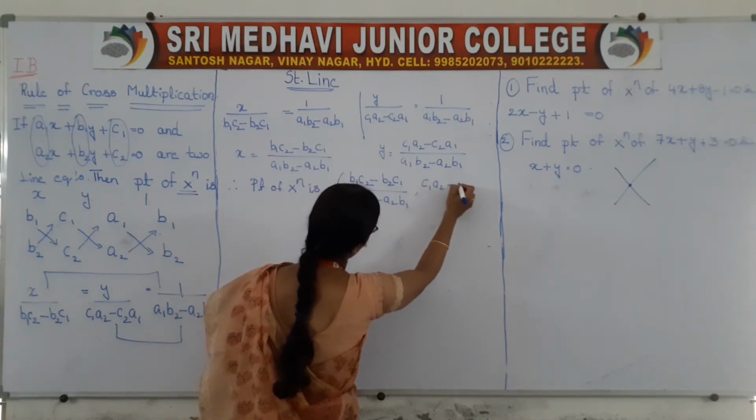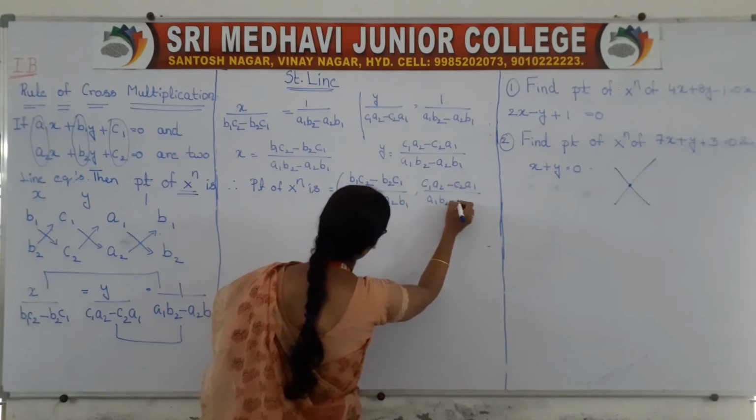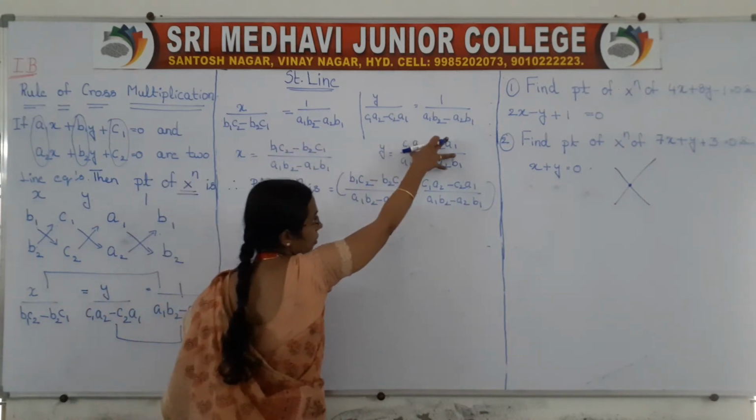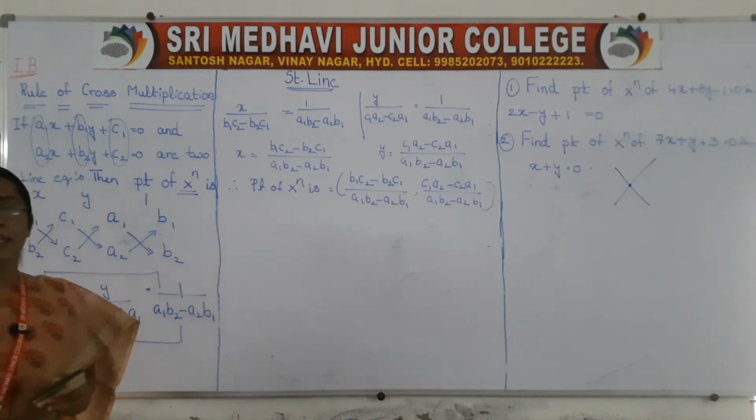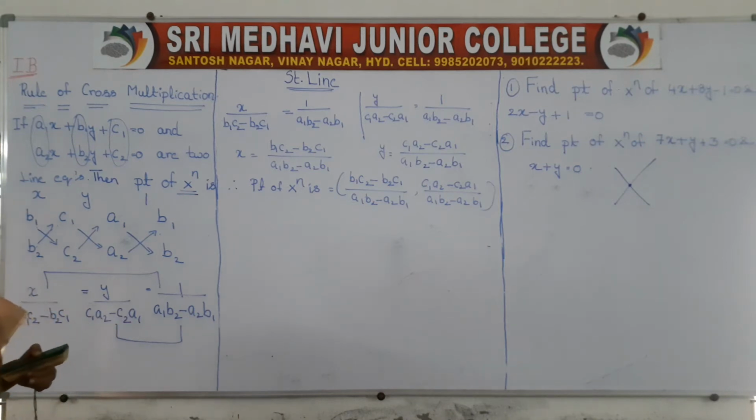C1 A2 minus C2 A1 by A1 B2 minus A2 B1. Writing x value, y value. This is x value, y value. That is your point of intersection. This is called the rule of cross multiplication.